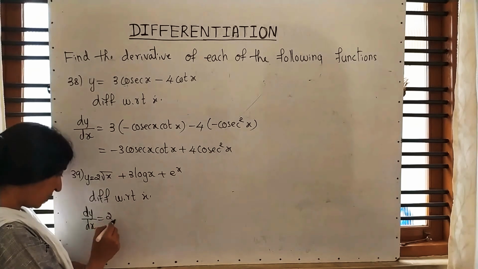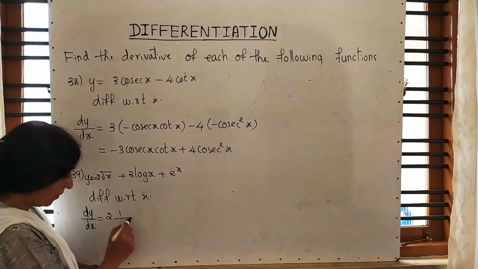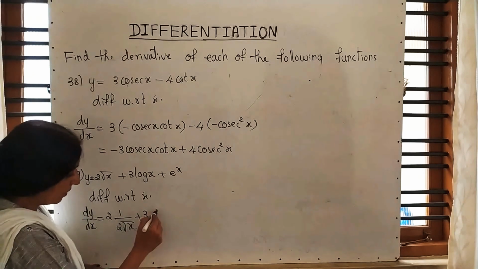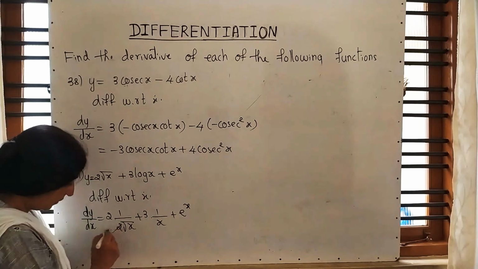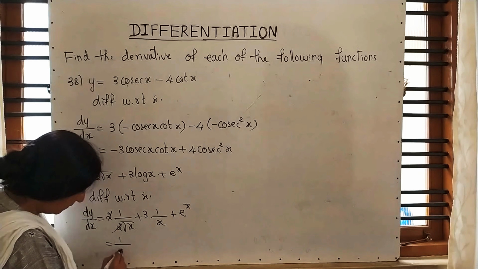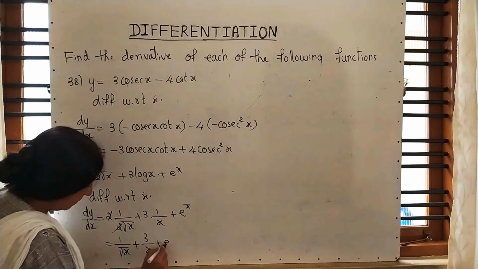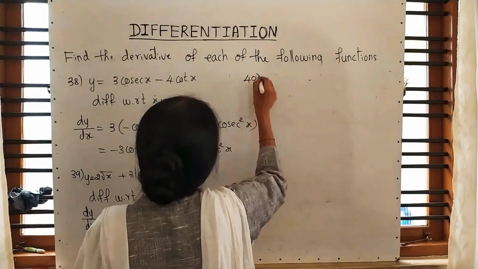Two constant. Yes, see that formula list and tell me what is the differentiation of root x? 1 by 2 root x plus 3 as it is. Differentiation of log x is 1 by x. This 2 and this 2 get cancelled. Next, question number 40.